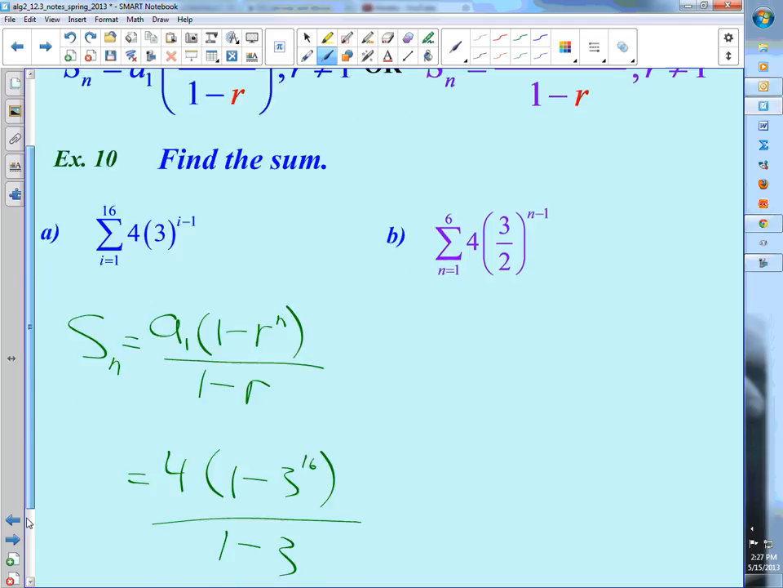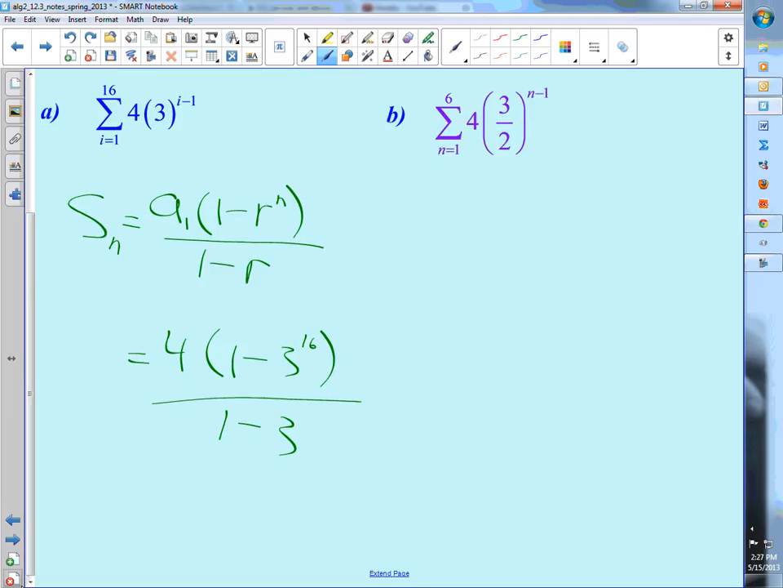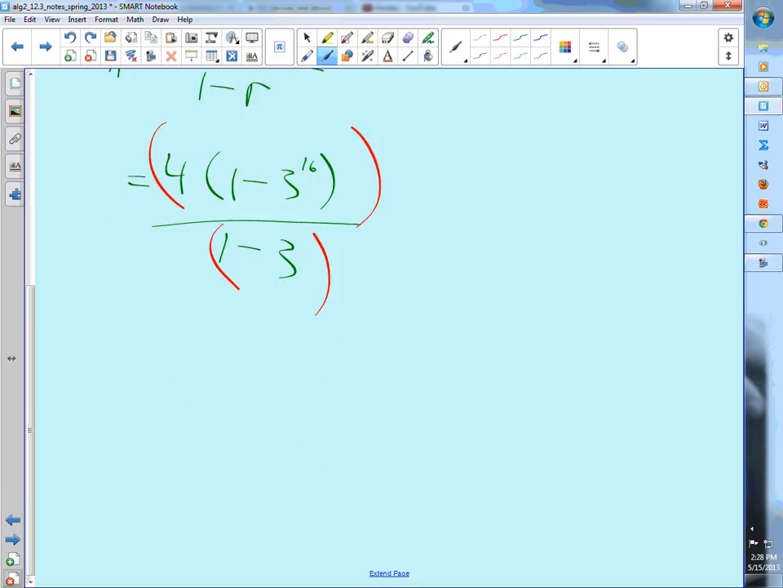But if you're using a multifunction calculator and you do it correctly, you can do this in one shot. You will need to make sure that the top is in parentheses like this and the bottom is in parentheses like that. And then you can just enter what you see and you'll get the correct answer. What is the sum going to be for this series?